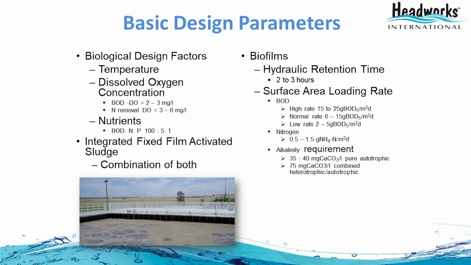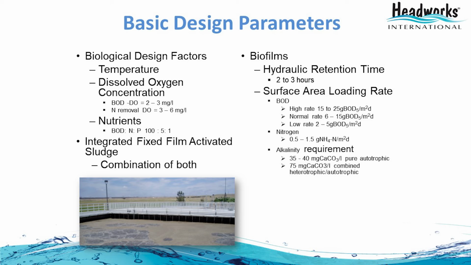It's dissolved oxygen, typically 2 to 3 milligrams per liter. If we're doing nitrification for removal of ammonia, we can have a DO of 3 to 6 milligrams per liter. Generally speaking, 6 milligrams per liter is on the high side, and it's used only at very low temperatures. At high temperatures, we can use a DO of 3 milligrams per liter for nitrification. For BOD, we can use 2 in high temperature situations.